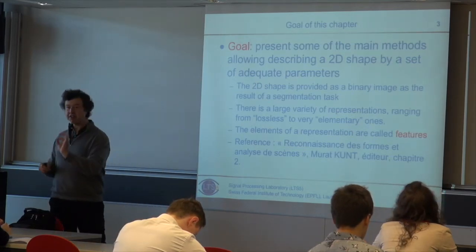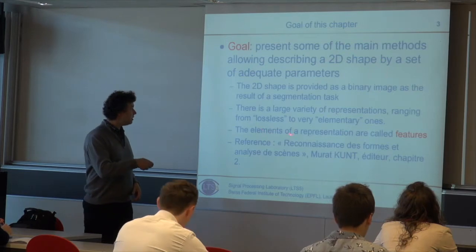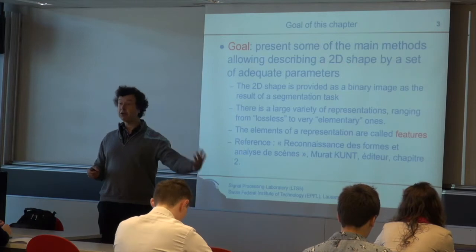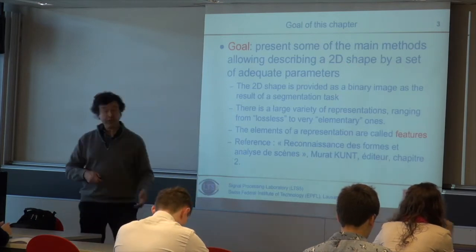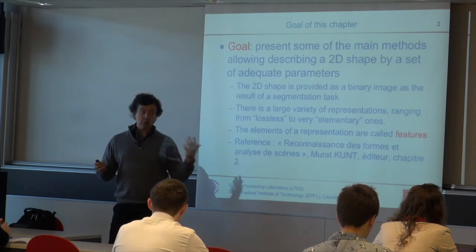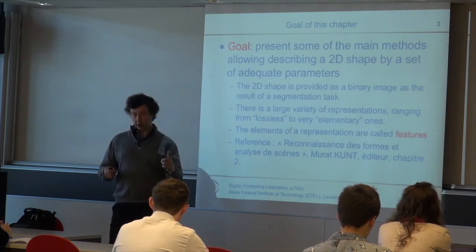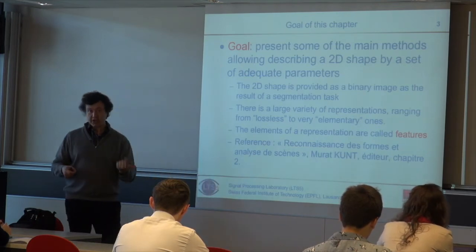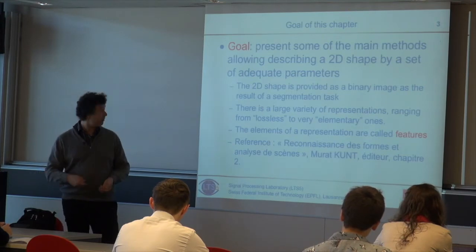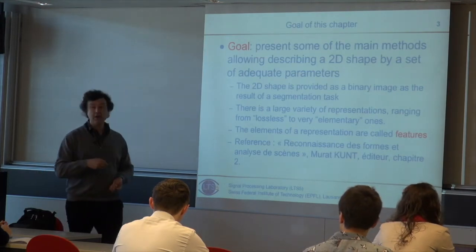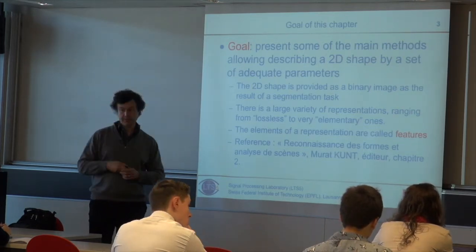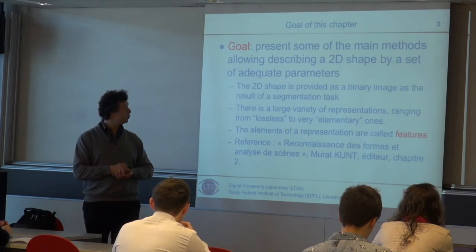And it can be very simple, like the area, which obviously is a lossy, an elementary description. If I give you the area, you cannot recover the original object itself. But it can also be lossless. It can be the whole object as such. And we will see, for instance, if I use the contour of the object as a feature, as a descriptor, well, you can recover the shape of the object because you have it. So there is a large variety of descriptors that you can extract from a binary shape. We will call them features. Okay? So that's basically what we are going to see today.